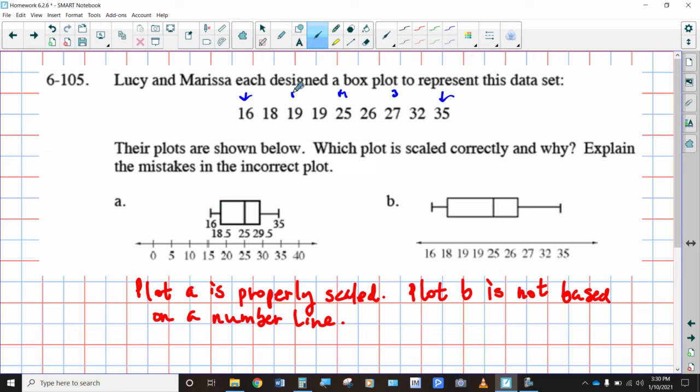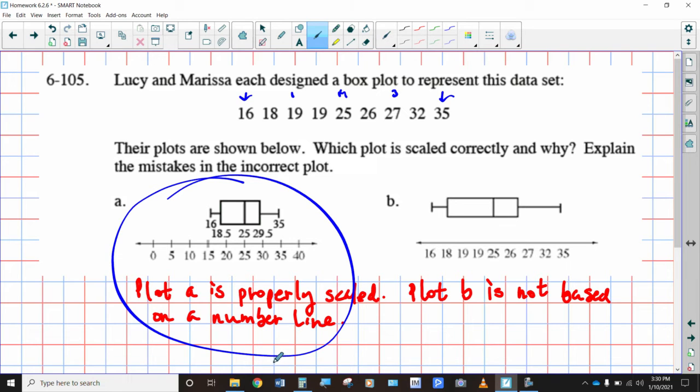So what we do is we plot those 5 points, 16, 19, 25, 27, and 35 for our box plot, and our box plot has to reference a true number line, a scaled number line. This is the one that is referencing a number line that is properly scaled. This is not. That's not a number line. It's just a line with a bunch of numbers underneath it. They're not properly scaled. There's no even tick marks to know what the scaling is all about. So this one is absolutely wrong. So to fix this, you do it like this one, basically. I don't know whose is whose. Is that Lucy's? Or I guess it doesn't matter. This is the correct one.